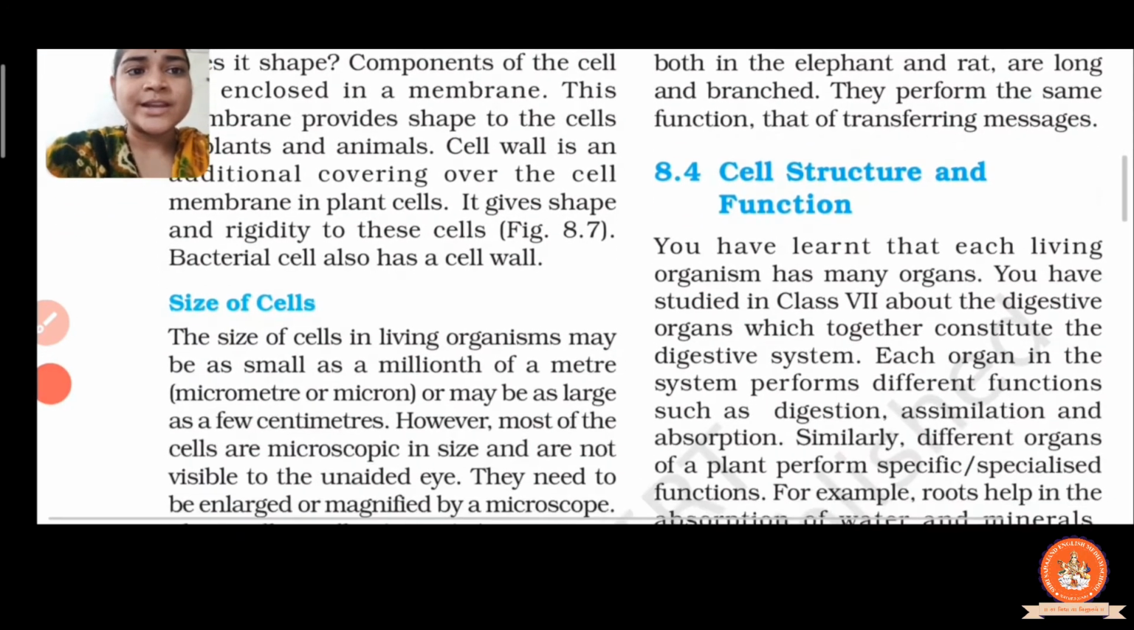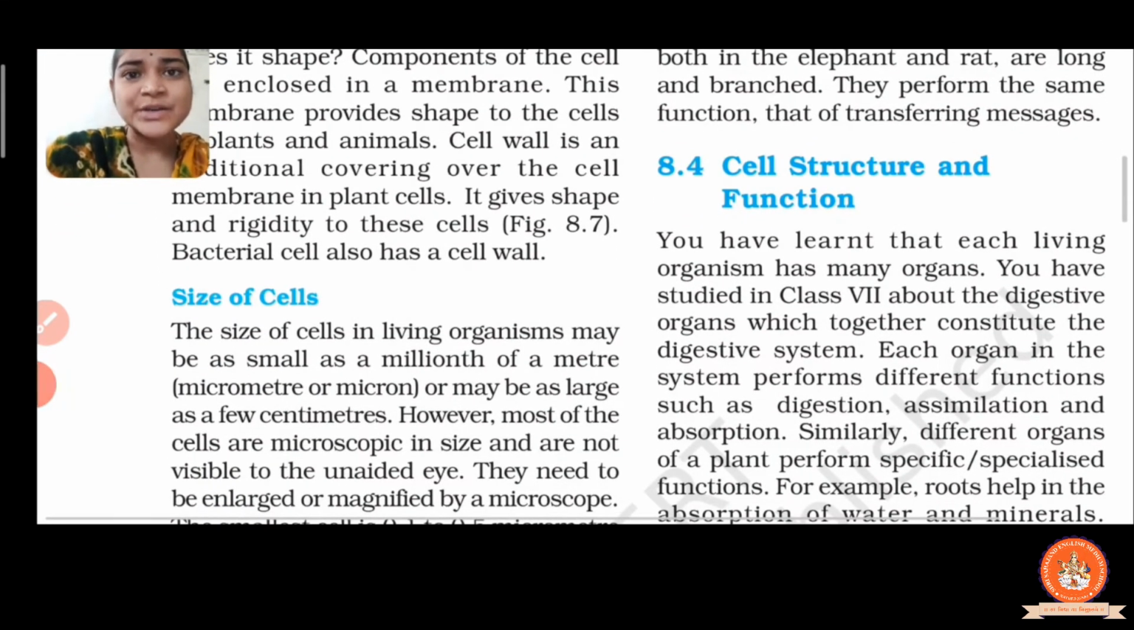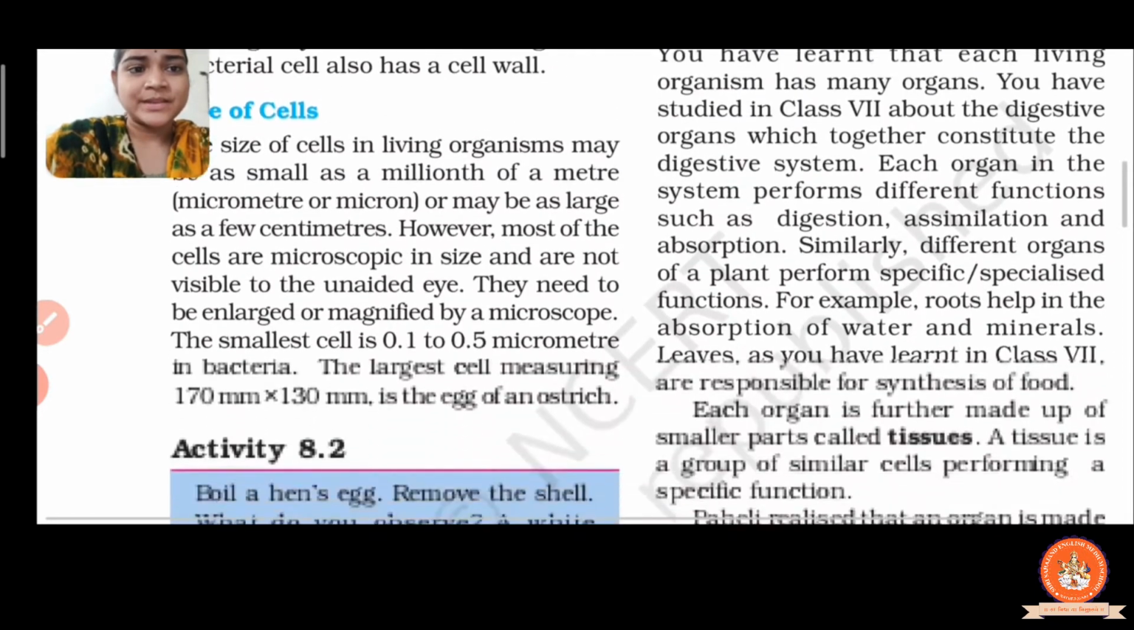And also we learned about the cell structure and function. In that we discussed tissue. So again we recall, a tissue is made up of a group of cells, and when a group of tissues join together, it makes one body organ, right?